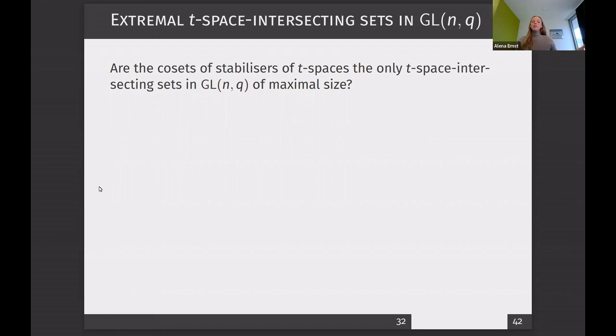Okay, but like it was in the pointwise intersecting case, the answer to this question is again no, and the reason is basically the same. So having a t-space intersecting set, then the set consisting of all transpose matrices is t-space intersecting again.